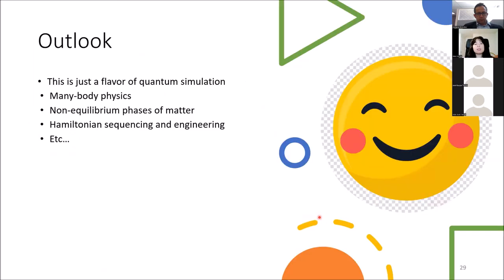Though this is the end of the talk, as an outlook, this is a flavor of quantum simulation. It can give us information about many body physics, non-equilibrium phases of matter, and we can also do Hamiltonian engineering. So the possibilities are many.